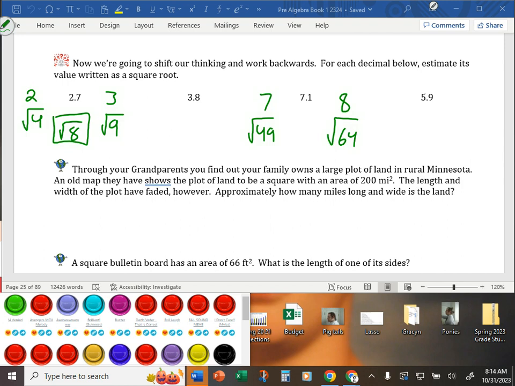No. Root 60 is too close to 64. That'd be like 7.8. We want 7.1. We want something that's just a little bit bigger than 7. So what would you think, Liv?